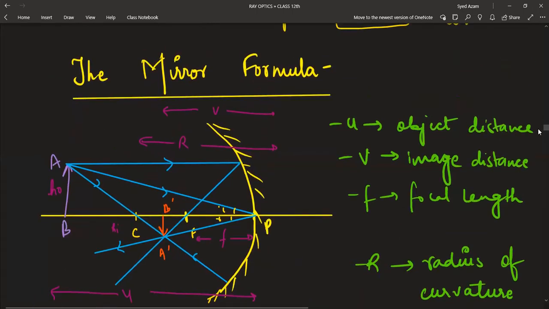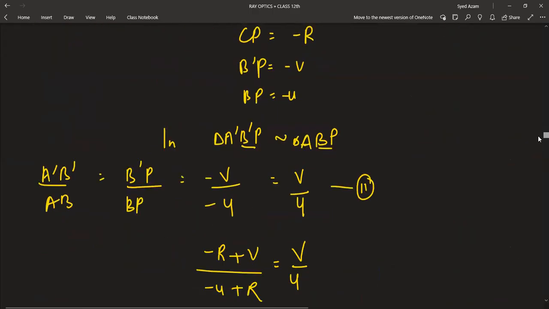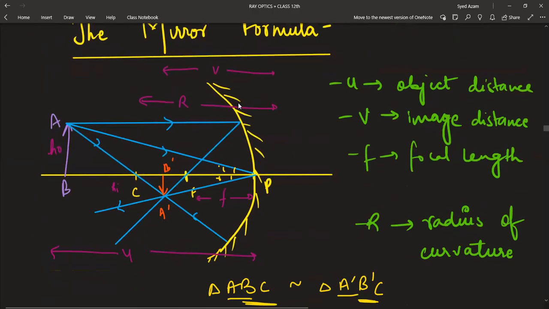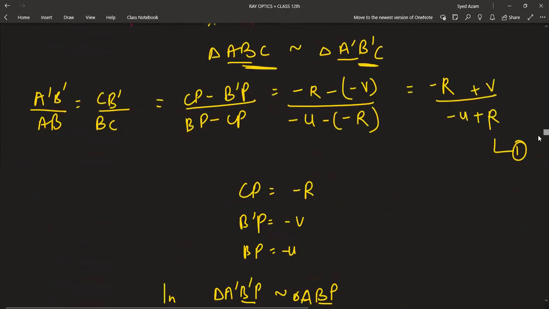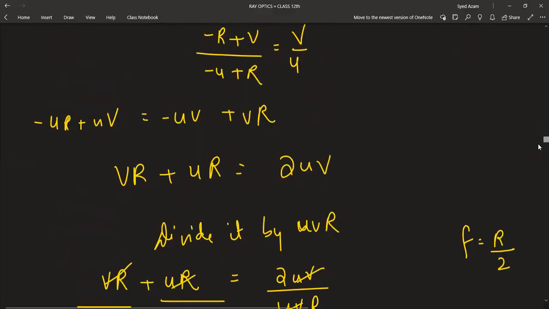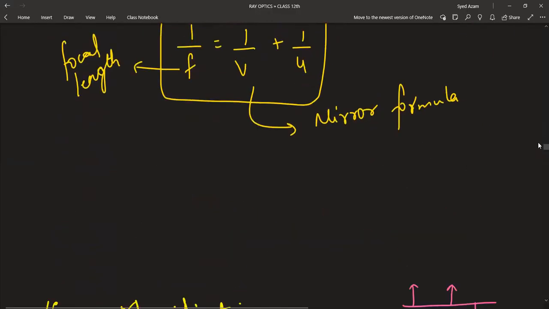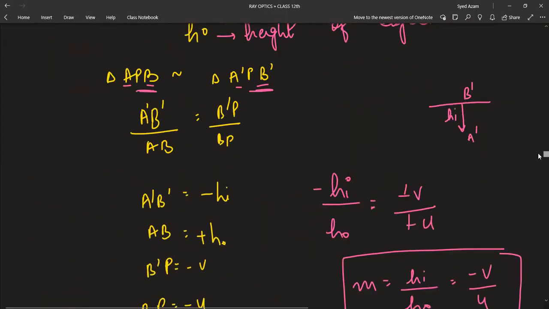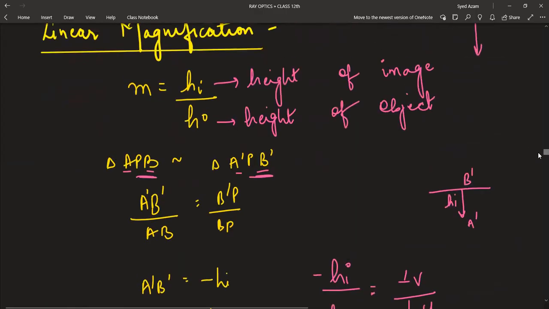Mirror formula is there in your syllabus. Mirror formula's derivation is also there, and this comes along with the numericals of the mirror formula also. So practice this, see all these derivations are important. Focus, mirror formula. And the mirror formula basically says 1 by f is equal to 1 by v plus 1 by u. Magnification is the ratio of height of image to object.